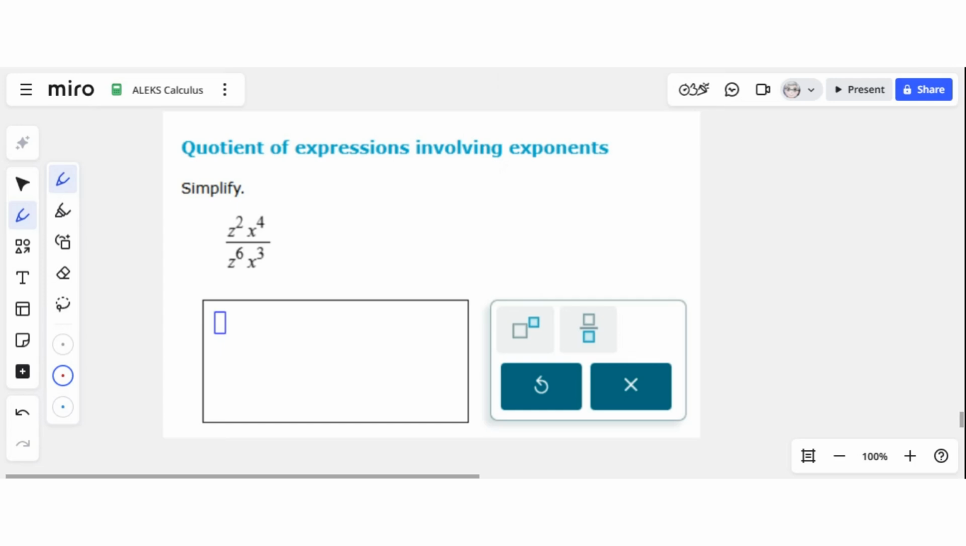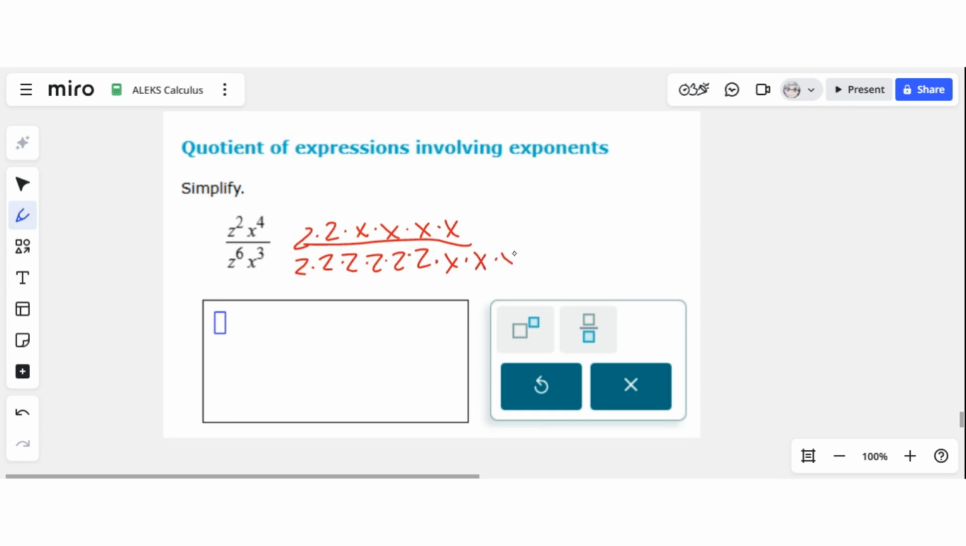In these problems, we have quotients of expressions with exponents. So you can see in this problem, we've got z squared x to the fourth over z to the sixth x to the third, and we want to simplify that. The way to think about this is that z to the second is z times z, x to the fourth is x times x times x times x, z to the sixth down here is z times z times z times z times z times z. Is that 6? Yes. And then x to the third.